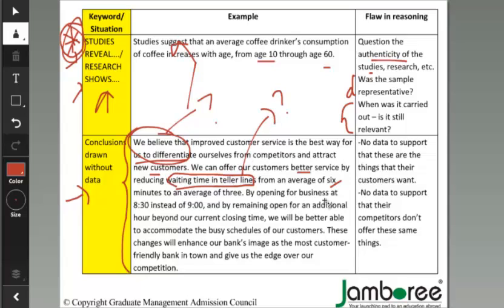Again, by opening for business at 8:30 instead of 9 and by remaining open for an additional hour, we'll be better able to accommodate the busy schedules of our customers. Again, how do they know that this is what they want? Maybe instead of 8:30 it should be 7 a.m. or maybe they should be open till midnight. Based on what? Again, this is lack of data. They are jumping to all these conclusions and not saying anything about how they came to this. How can they say that this is what the customers want?